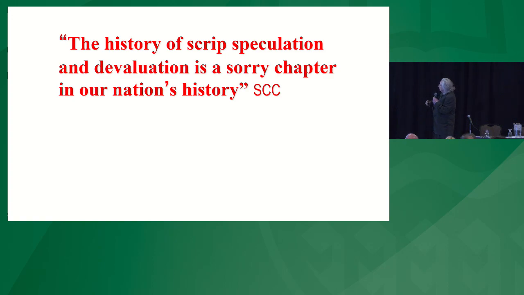The history of scrip speculation and devaluation is a survey chapter. You know, this is like a mea culpa, right? Sort of, yes, but let's get on. And they actually used this to drive a wedge between Indian and Métis. Well, what's missing here? Is this all there is? Is it all about the price of scrip and then it was speculation?